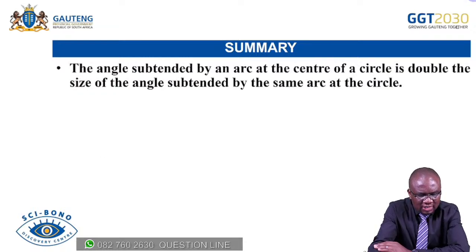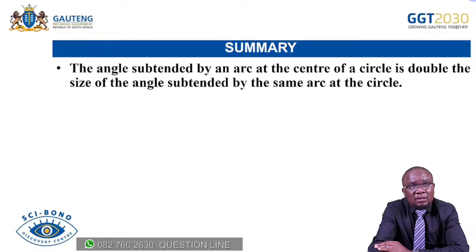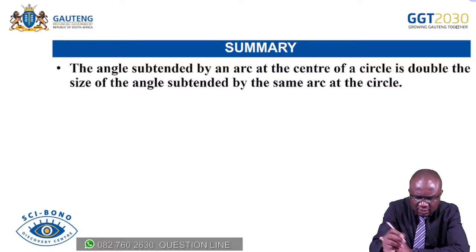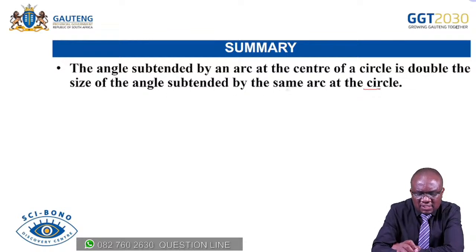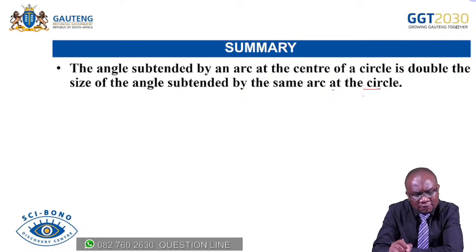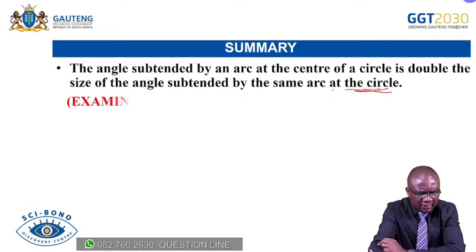The angle subtended by an arc at the center of a circle is double the size of the angle subtended by the same arc at the circumference of the circle. Please take note of that. Right, this is examinable.